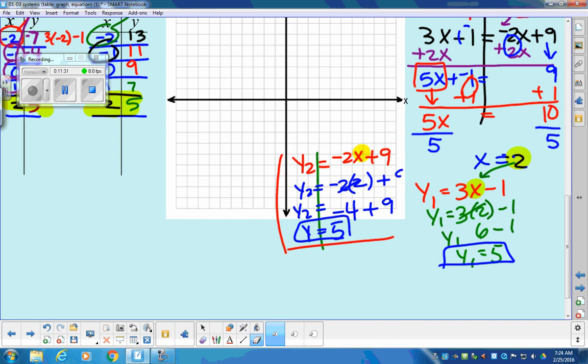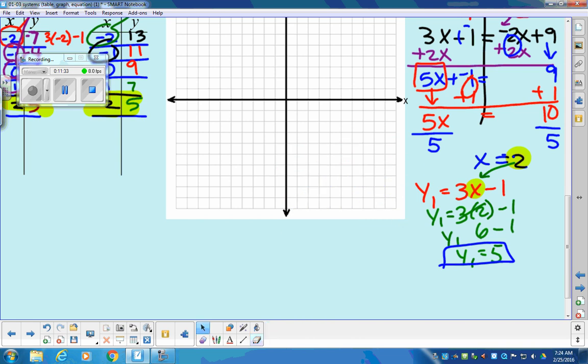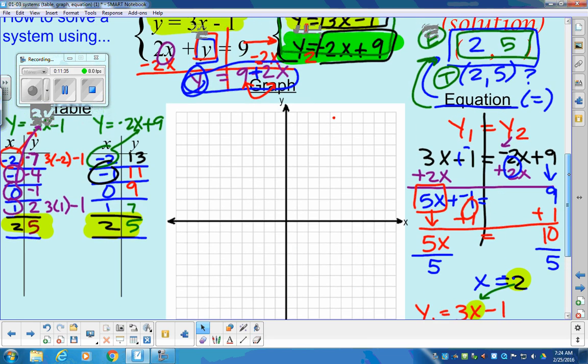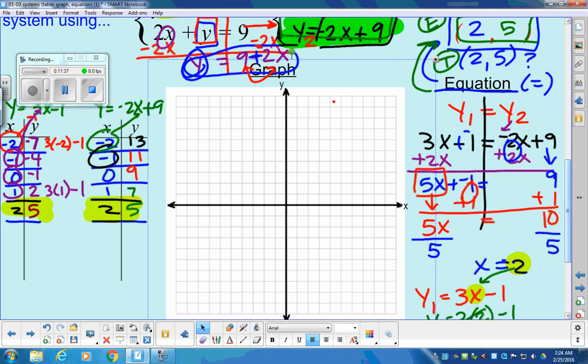No additional work, just making sure that the x is 2 and the y is 5. So the last piece is the graph. The graph should have an intersection. The two lines should intersect at (2, 5) if all of my work has been correct. You can either fast graph this or you can plot the points. I'll go ahead and plot the points.